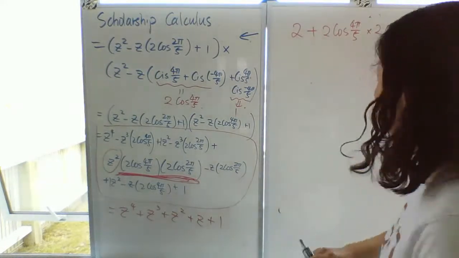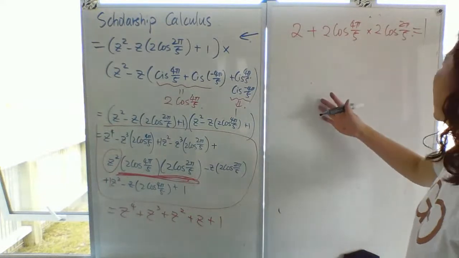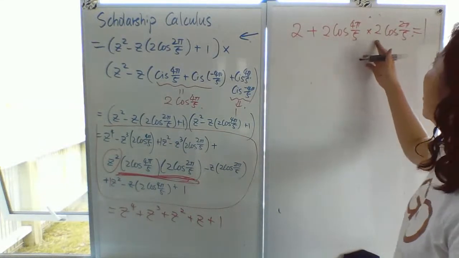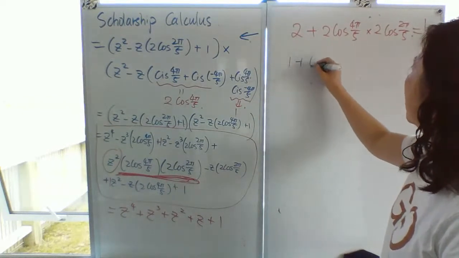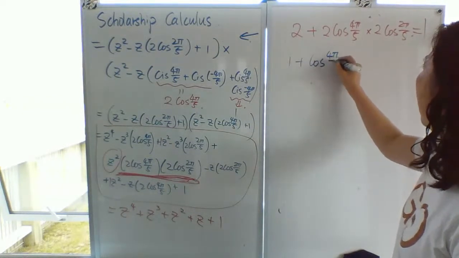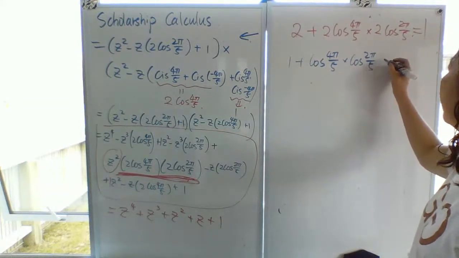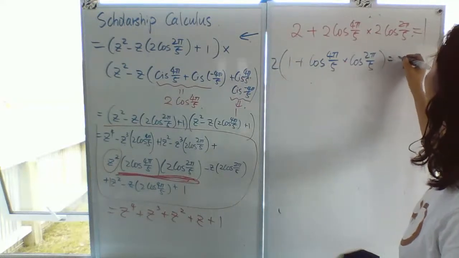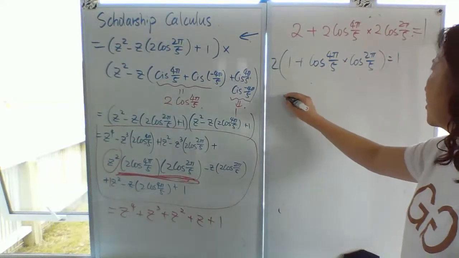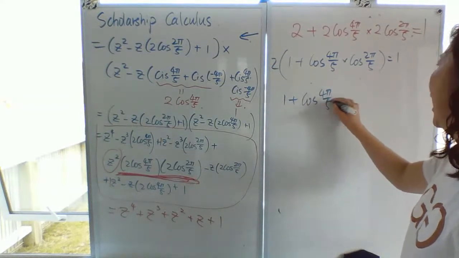Now it's actually getting really nice. That will actually help us to find the final answer. So I have 2, 2, 2. I can see I can take the common factor out. So that will give me 1 plus cosine 4 pi on 5 times by cos 2 pi on 5. Okay. The whole thing is equal to 1, which means this whole thing is equal to half.